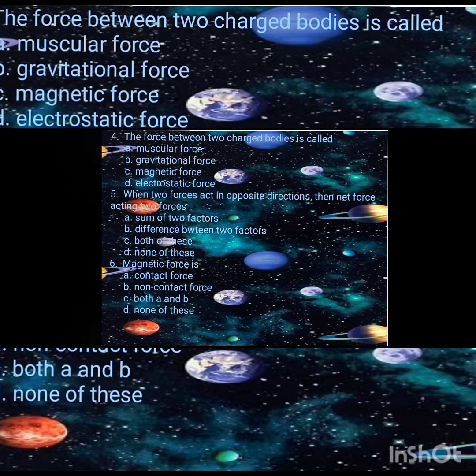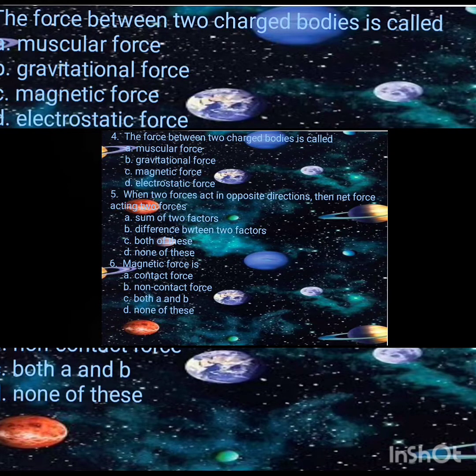Fifth one, when two forces act in opposite directions, then the net force acting on that is A. Sum of two forces, B. Difference between two forces, C. Both of this, or D. None of this. Your time starts now. 5, 4, 3, 2, time up. What's the correct answer? B. It's the difference between two forces. Are you ready for the next one?